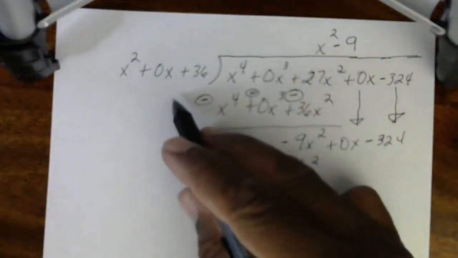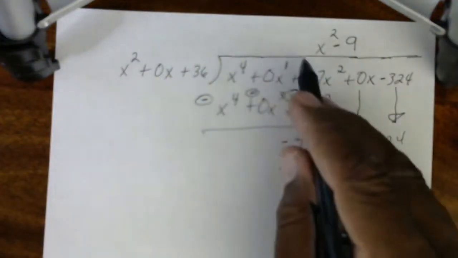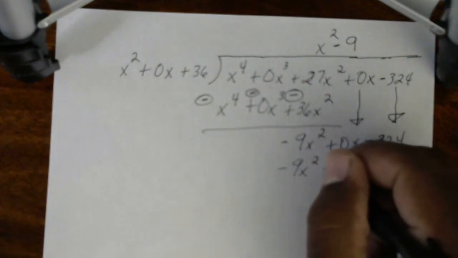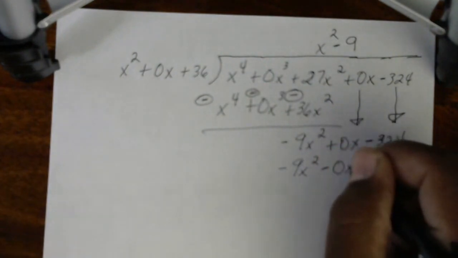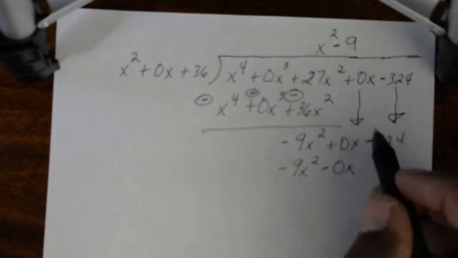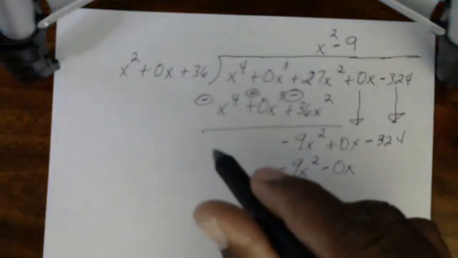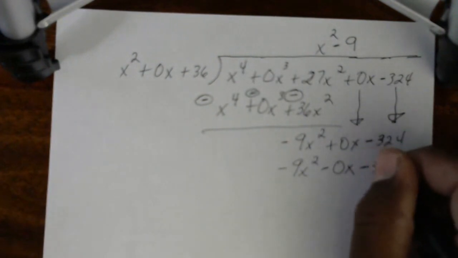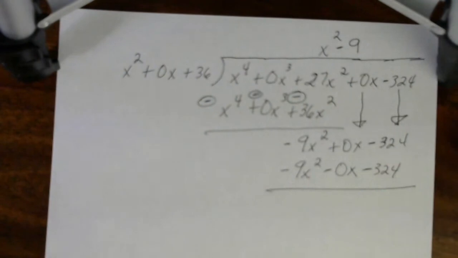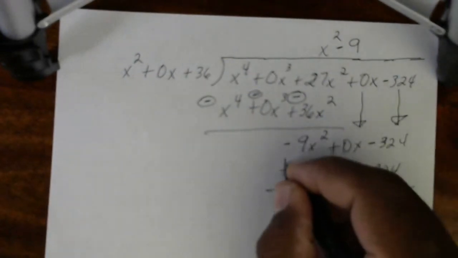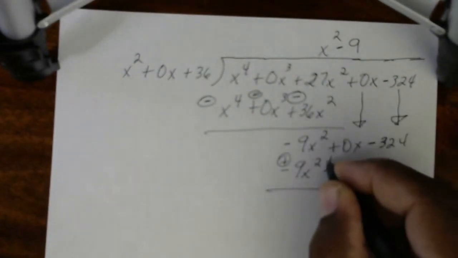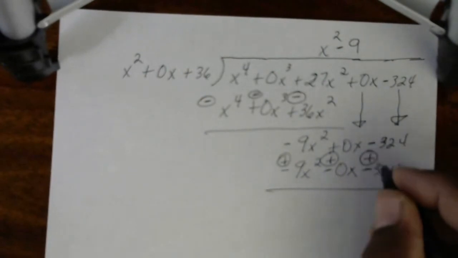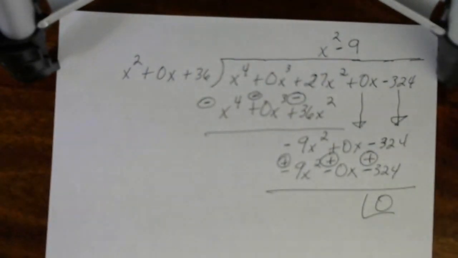Negative 9 times 0x, a positive times a negative is a negative. Okay, I get 0x. Negative 9 times 36 is negative 324. So most important, we change the signs. And our remainder is 0.